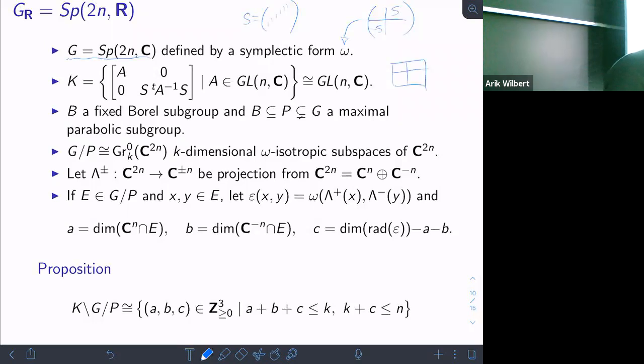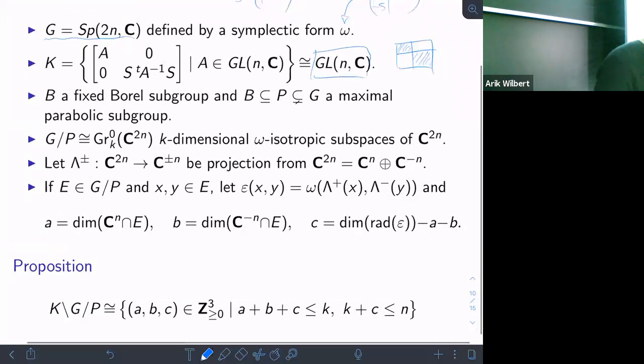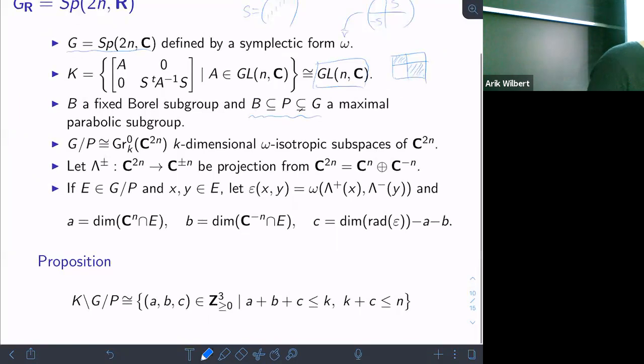So it looks like this. All of these matrices in the symplectic group, and it's isomorphic to GL(n, C). So we're looking at orbits of GL(n, C) on the symplectic flag varieties. So if you want to describe the geometry of these things, it's usually easiest to start with maximal parabolic subgroups. The bigger the parabolic subgroup, the smaller the flag variety. So let's see, the flag variety in this case, for the symplectic group, is all k-dimensional omega-isotropic subspaces of C^2n.